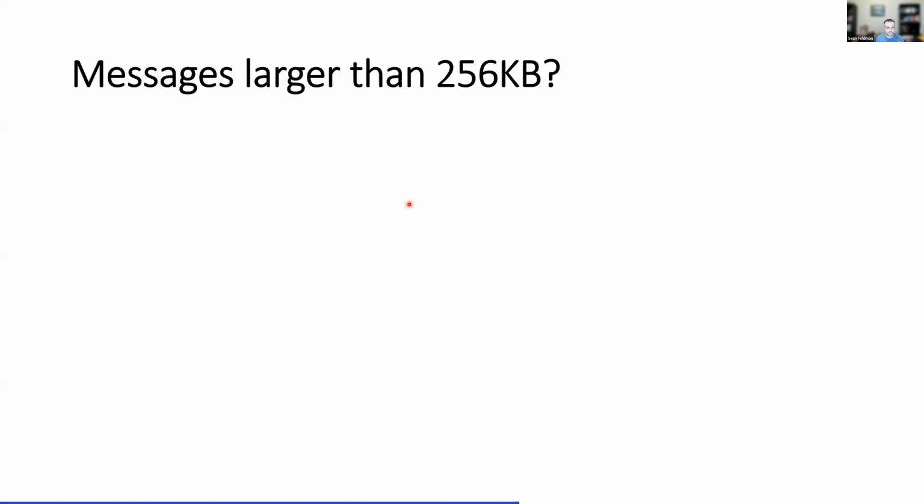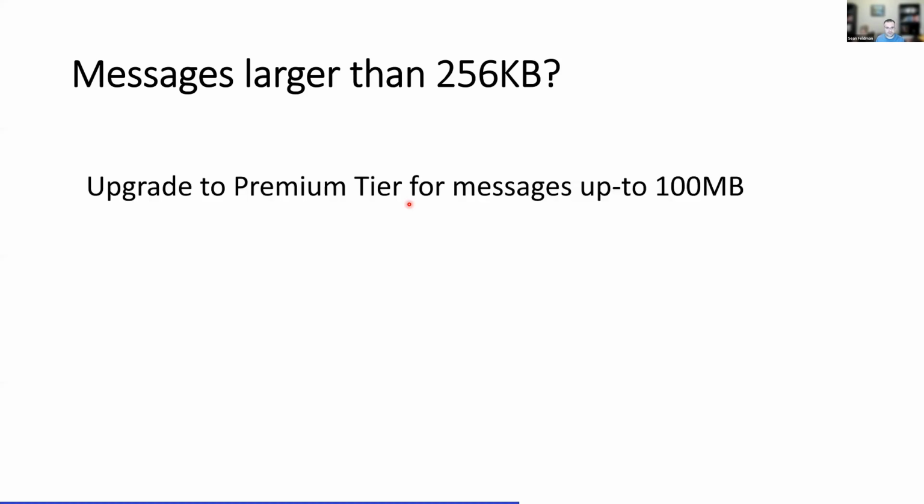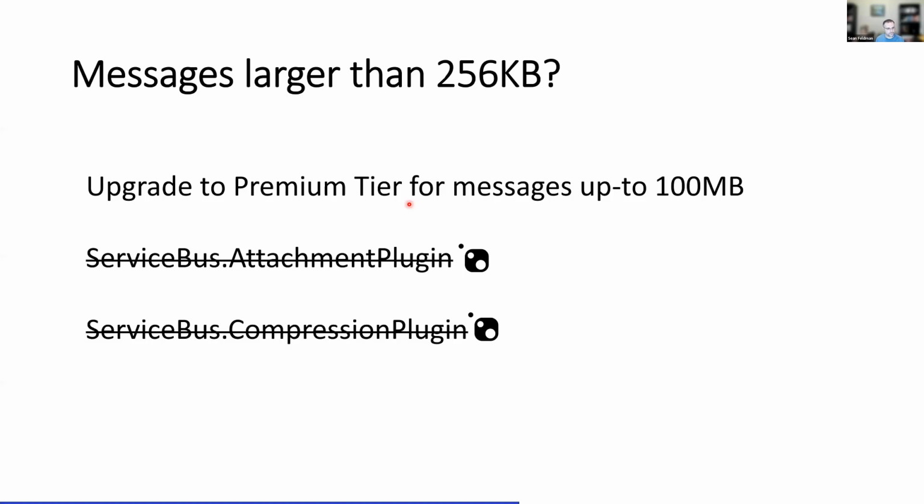What happens if I work with the standard tier, I cannot utilize the premium tier, and the message is larger than 256K? Well, in this case, batching won't help. You either need to upgrade to premium tier or, in the past, you could use an attachment plugin or a compression plugin. The first one would basically use the claim check pattern. The second one would zip up or compress your payload. This is not an option, but we do have a way to define our own extension points, similar to what plugins used to be, and we'll see that in a bit.